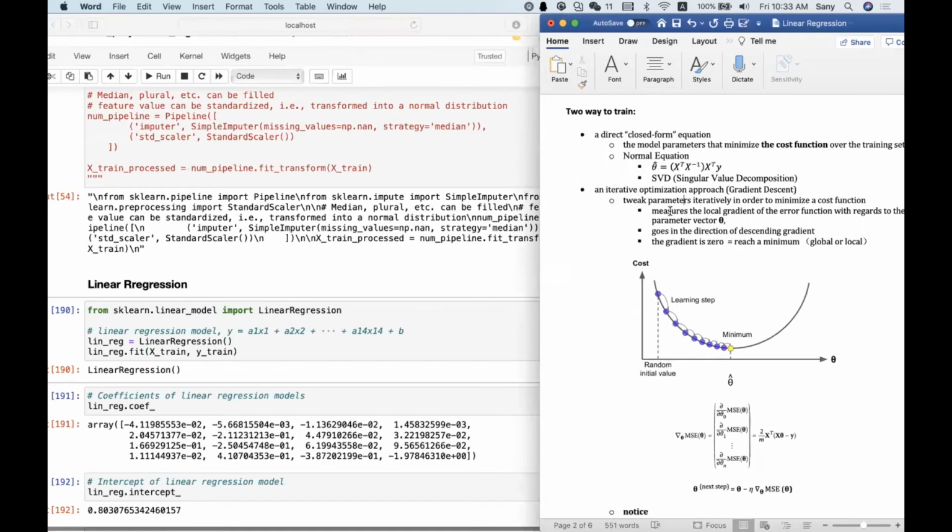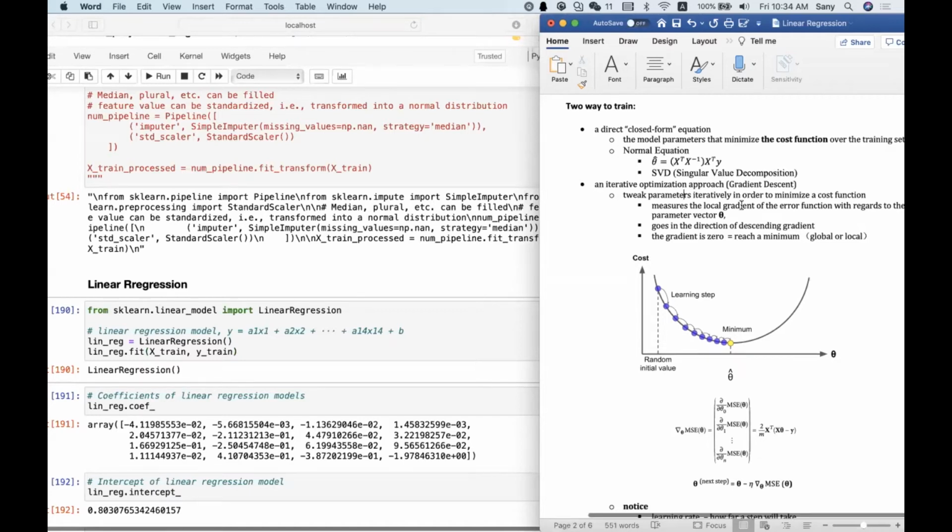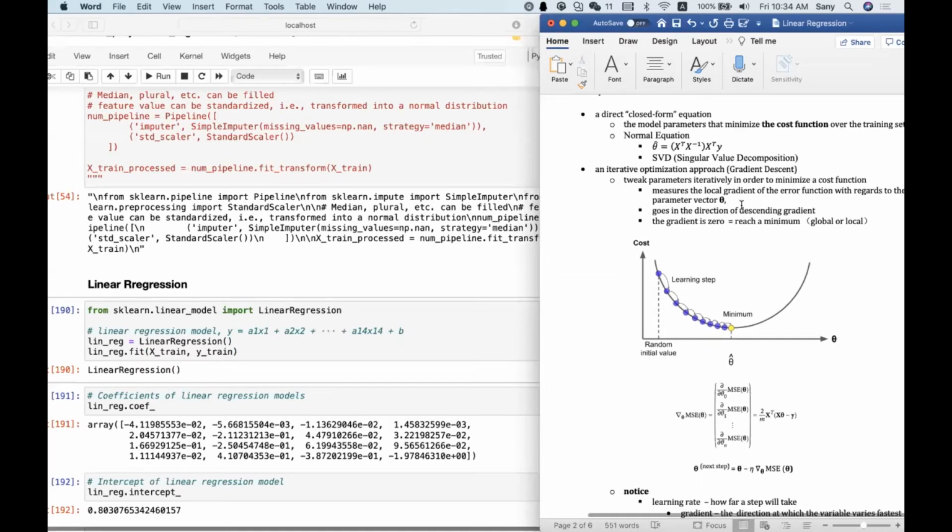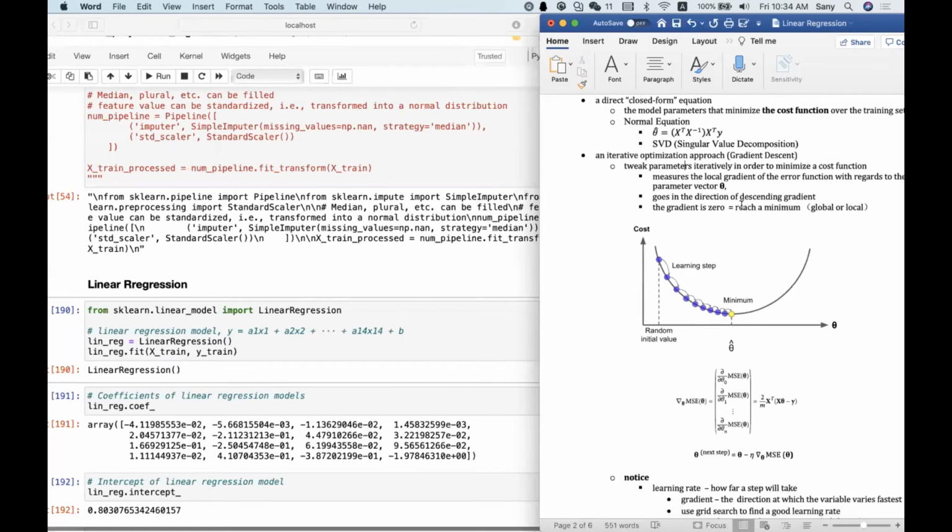And why is it so important for us to know? Because most machine learning algorithms are built on this approach, gradient descent, and its derivative, especially in neural networks, and you may want to apply later the ANN, artificial neural network.